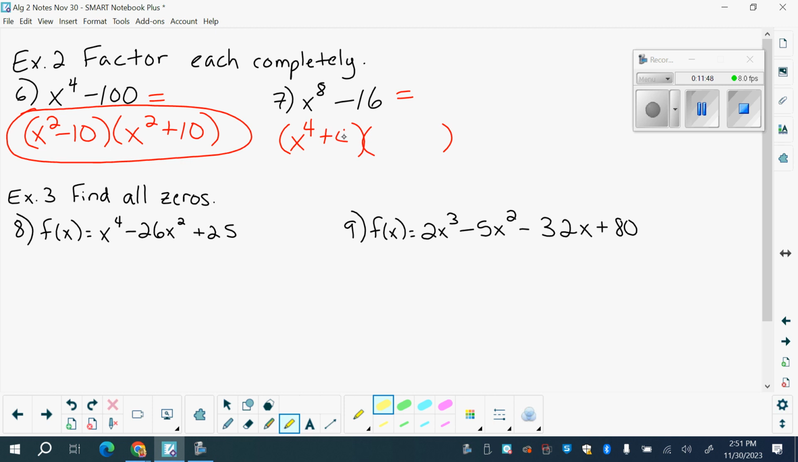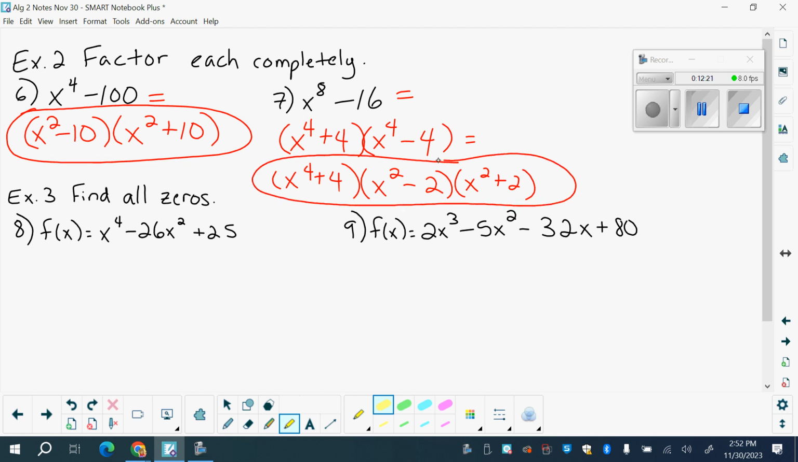Yep. And x to the 4th minus 4. Good. Will either one of those factor again? Yes. Which one factors again? The minus 4. So this one stays x to the 4th plus 4, and this becomes x squared minus 2 and x squared plus 2. Questions on that?